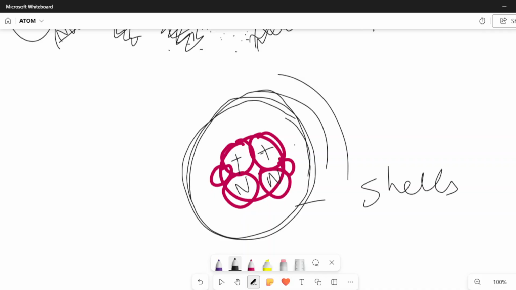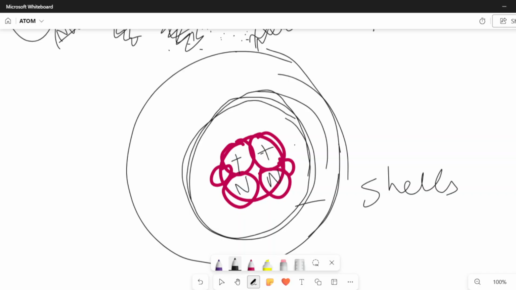Everything around the nucleus is space. In that space, those electron waves are present. So we are finding the most probable places where the electrons can be present. So the area which is nearest to the nucleus is called the K shell. Okay.